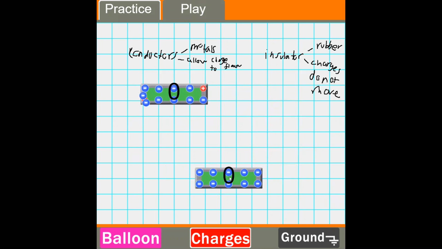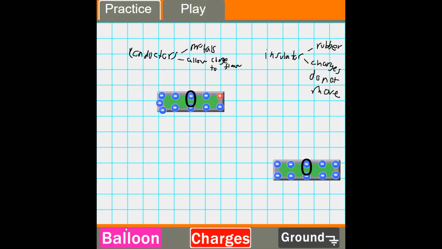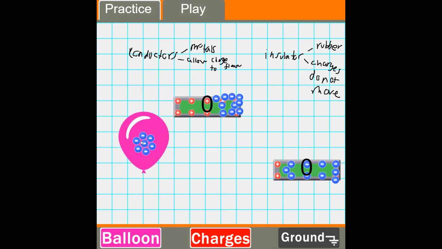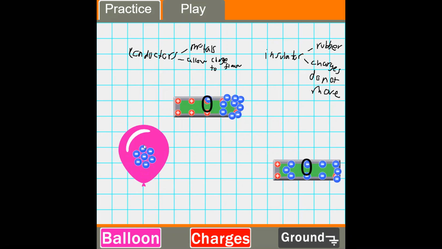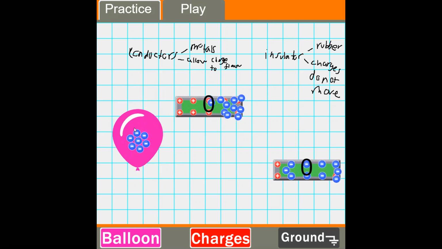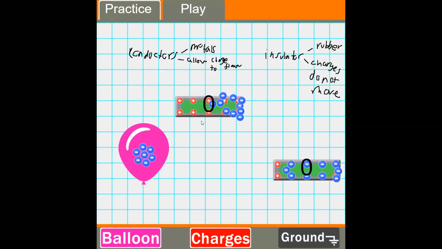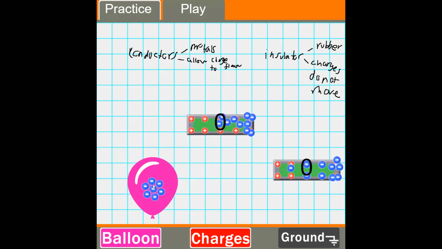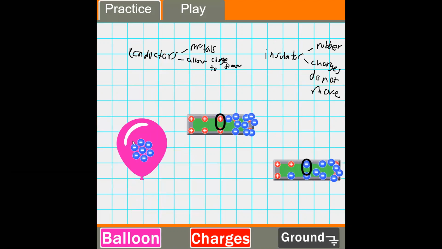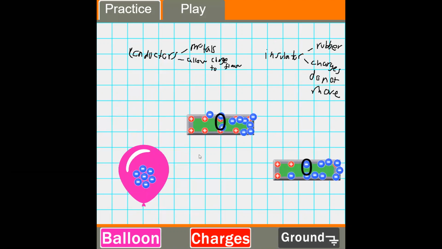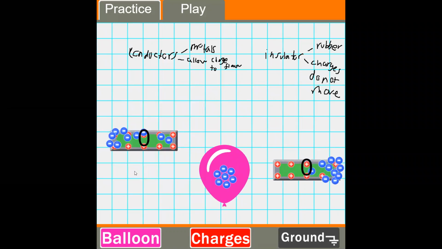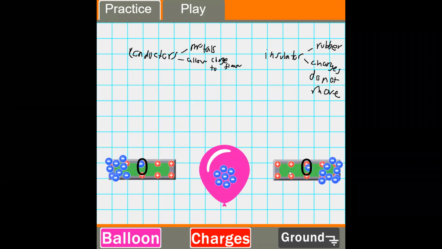Now I'm going to introduce the balloon and things are going to get a little crazy. I really like this for a few reasons. The red plus marks represent the protons. You can see the protons are not moving, they're not freaking out, whereas the electrons are completely freaking out by this balloon being nearby. They're moving as far away from the balloon as they can because of the repulsive force. No matter where I go, they're going to want to move to the opposite side. So I can actually put them in between here like this.